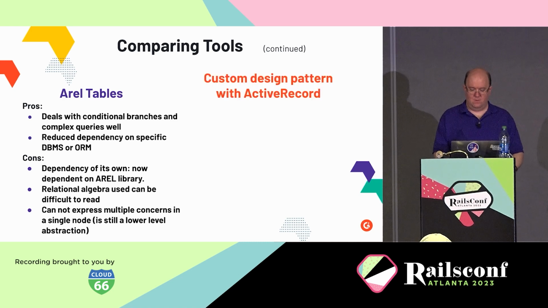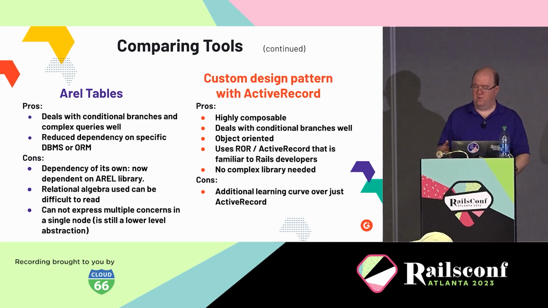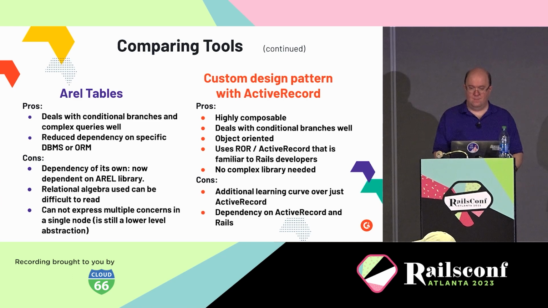So we come now to our custom design pattern with ActiveRecord. It's highly composable, deals with conditional branches well, it's object-oriented, uses Ruby on Rails. No complex library is needed. Really, if you download, clone our repo, you'll see how the pattern works, and you can adapt it in your own application. No tool is perfect. There are a couple downsides to consider. You have an additional learning curve. You need to be proficient with ActiveRecord as well as the builder pattern. And of course, you will have that dependency on ActiveRecord and Rails.